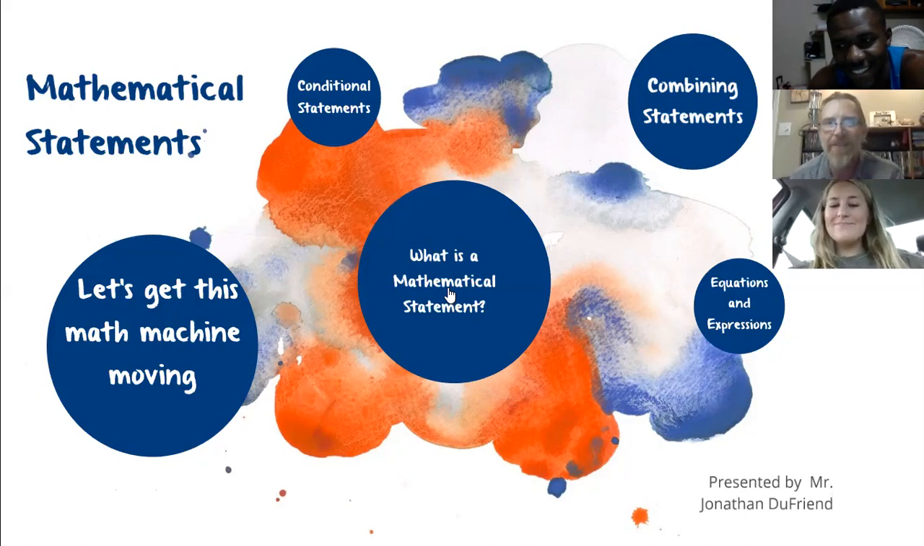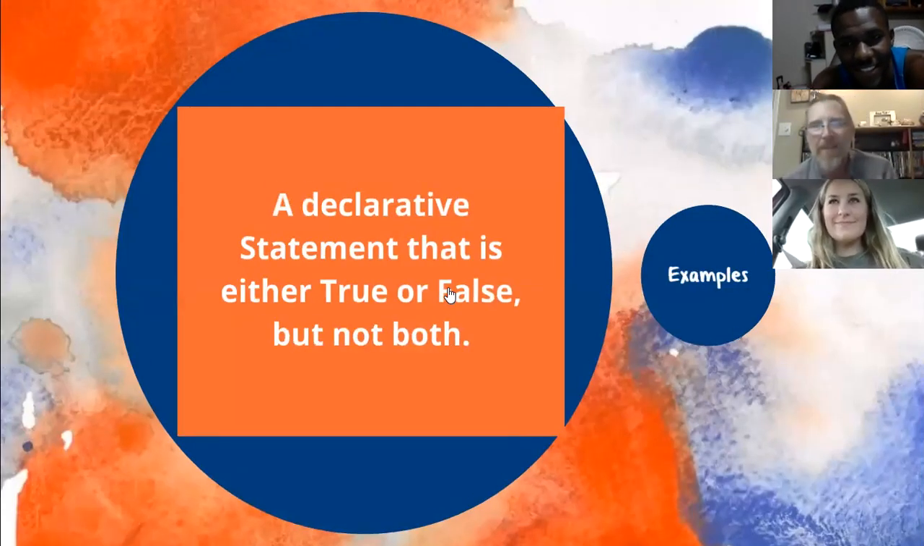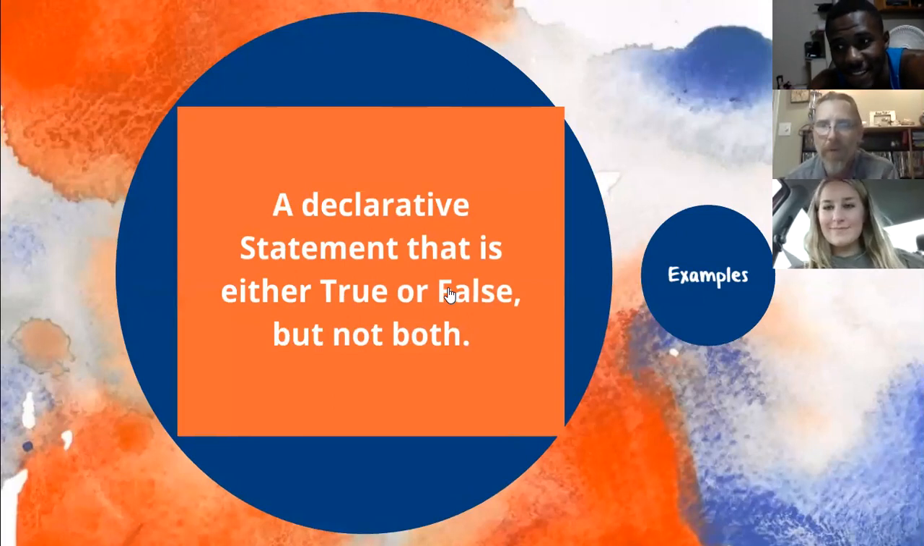Here is the definition. A mathematical statement is a declarative statement that is either true or false, but it cannot be both. Real simple to think of that way. So we're saying something is this way, and that it's going to be either true or false. You say, okay, that doesn't tell me a whole lot. Well, let's look at some examples.